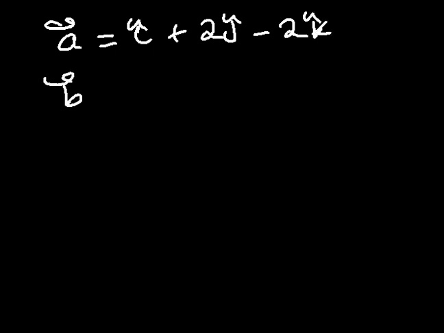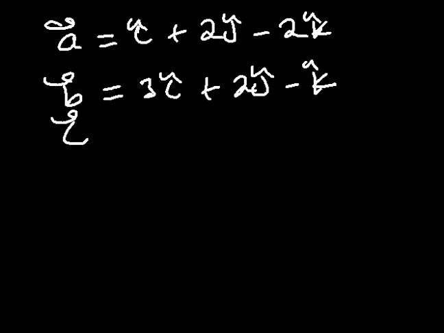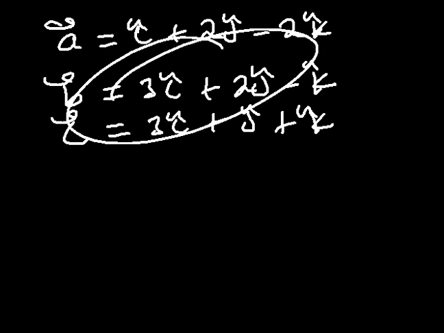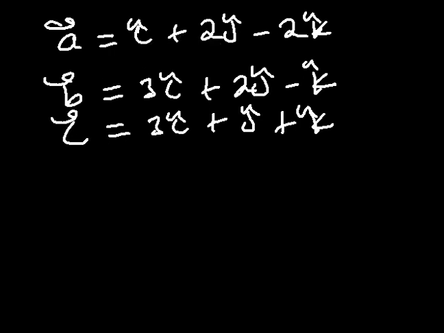And let's say we have vector B that is being given as, let's say, 3i plus 2j minus k. And we have vector C that is being given as 3i plus j plus k. Let's say that is the case. Now find the volume of the parallelepiped with the following vectors. Now, how should we have that one?